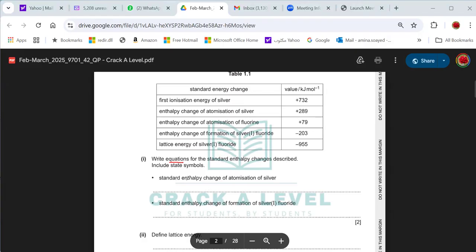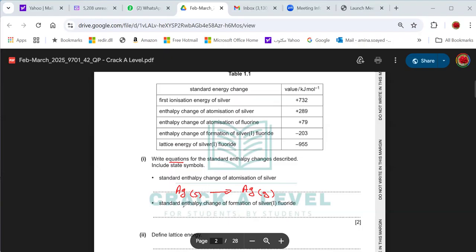So first they are asking us to write an equation about the standard enthalpy change of atomization of silver. And we know that the enthalpy change of atomization is the enthalpy change when 1 mole of an element in the gaseous state is formed from its element in its physical standard state. So here we have silver solid, which is the standard physical state of silver. It will form silver in the gas state. So this is the enthalpy change of atomization, where 1 mole of an element in the gas state is formed from its element in the standard physical state.